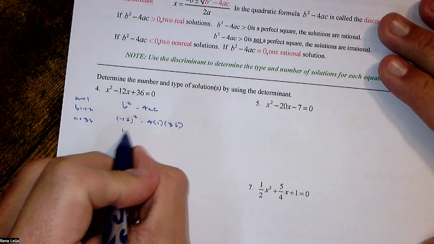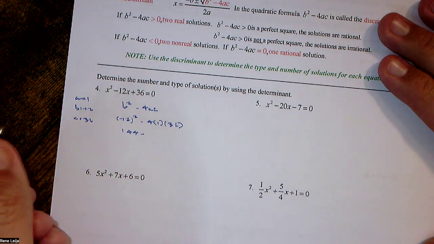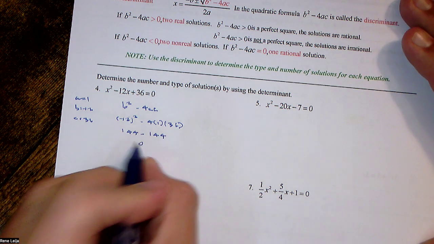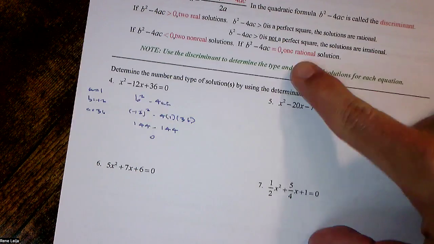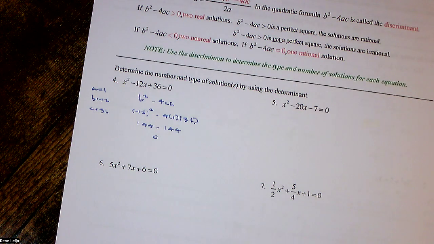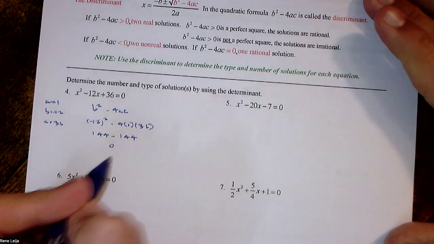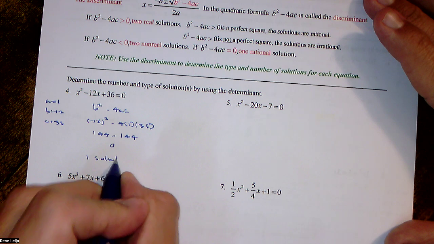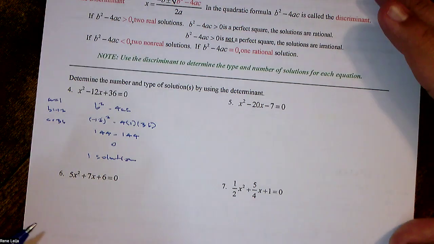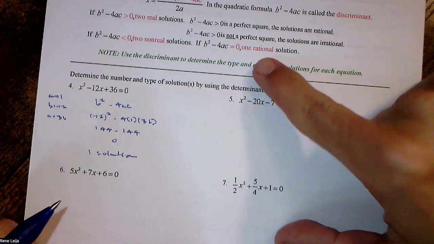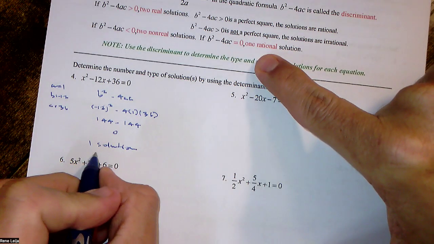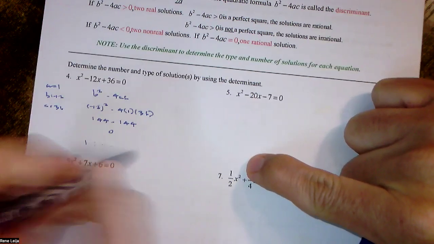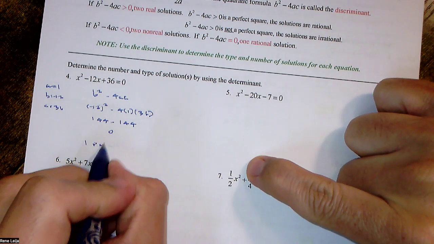So this is 144 minus 144, which means this is 0. So if it's 0, they want to know, determine the number and type of solutions. So we got a 0, so we get one solution. And if it's one solution, the type of solution that we're going to have is a rational. So one rational solution. That's what I can say. Okay, so one rational solution.